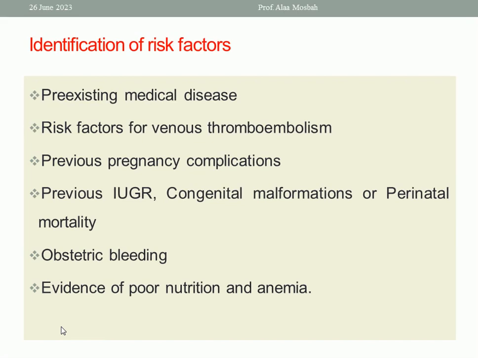What about identification of risk factors? Identification of risk factors like pre-existing medical disease, like previous pregnancy complication, like risk factors for venous thromboembolism, like obstetric bleeding, like previous IUGR, congenital malformation, or perinatal mortality. Also, evidence of poor nutrition and anemia is important. This is also a risk factor. It's considered risk factors, okay, and carry hazards for the mother and the fetus.